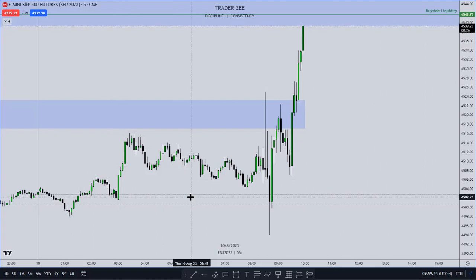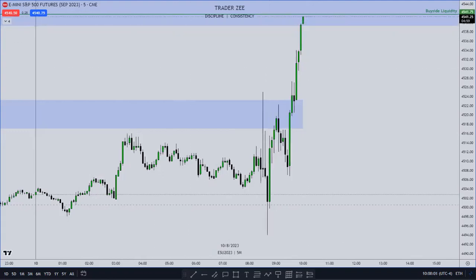Great move, by the way. If I was long, I would have taken a partial right there with the fair value gap. Delivered.